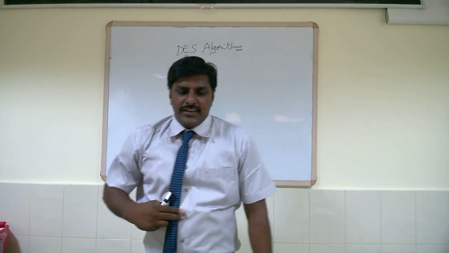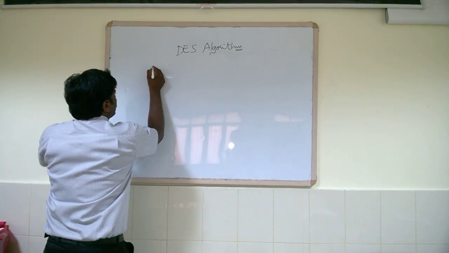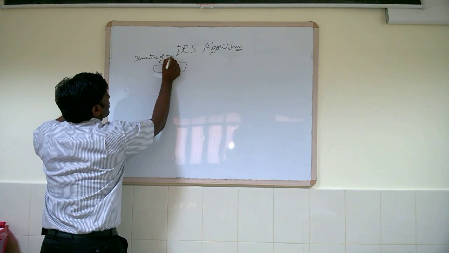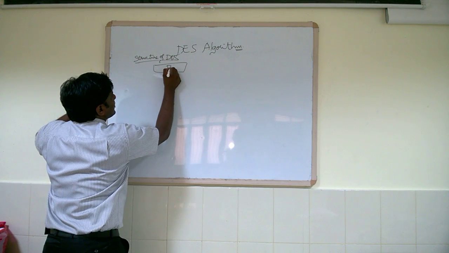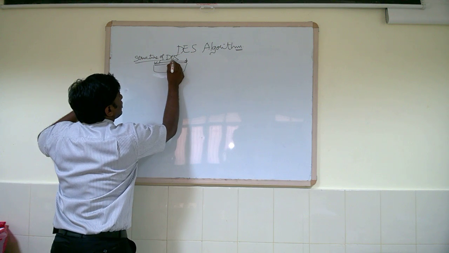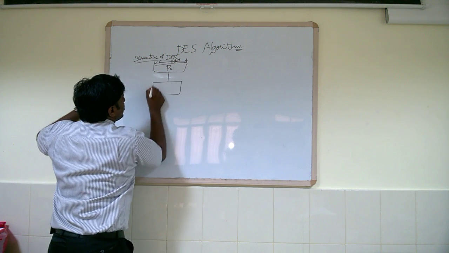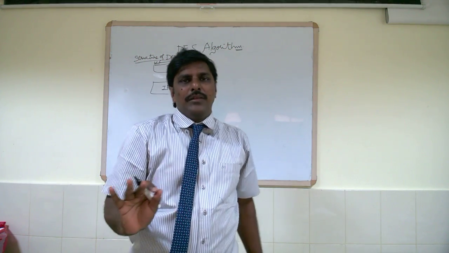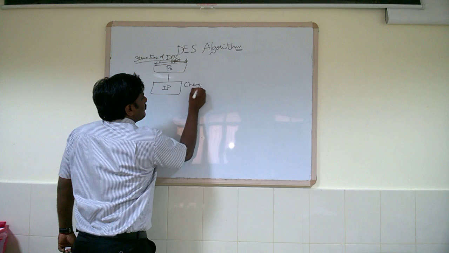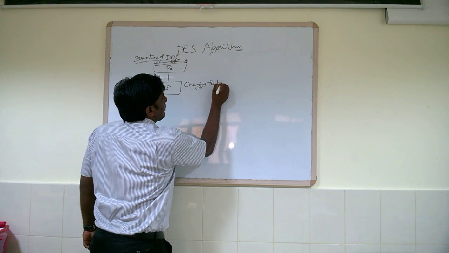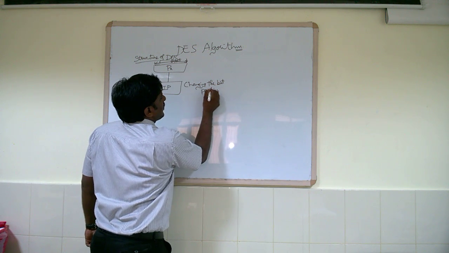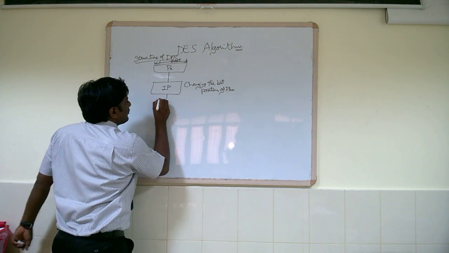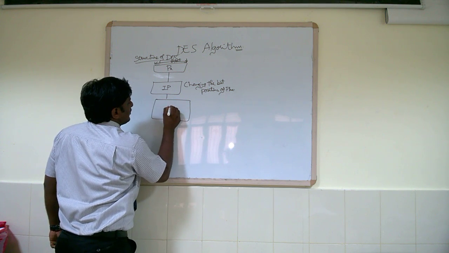Now I am going to discuss the general structure of the DES algorithm. The general structure looks like this. This is the plain text of size 64-bit, and we perform initial permutation. IP is nothing but initial permutation, which is changing the bit positions of the initial plain text. Afterwards, we apply a round function.